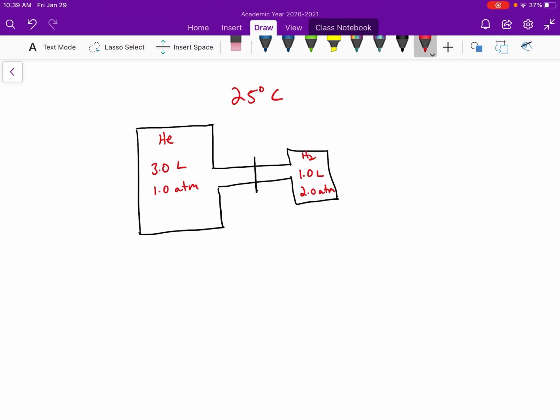So the question I'm going to pose to you is, what is going to be P total, okay, after opening the valve, right?